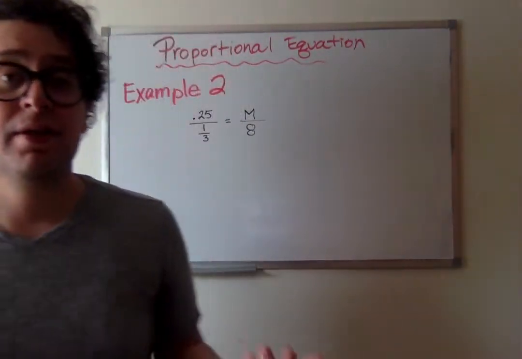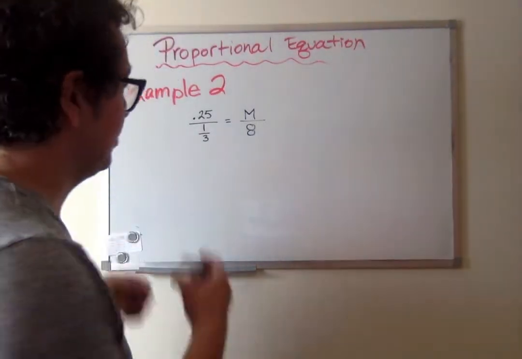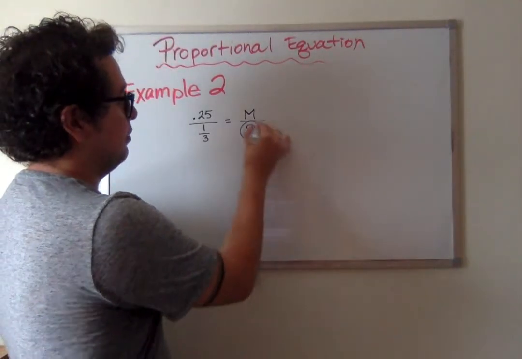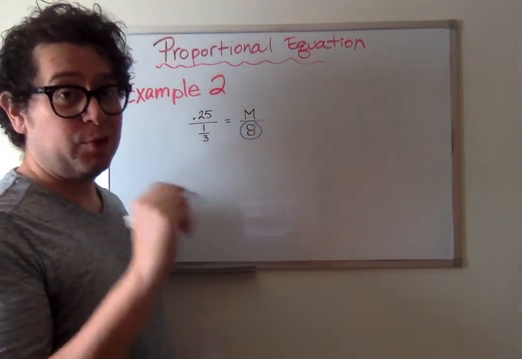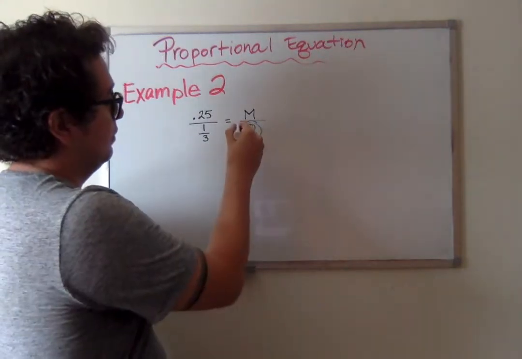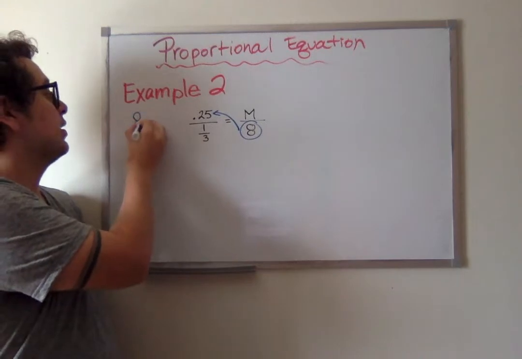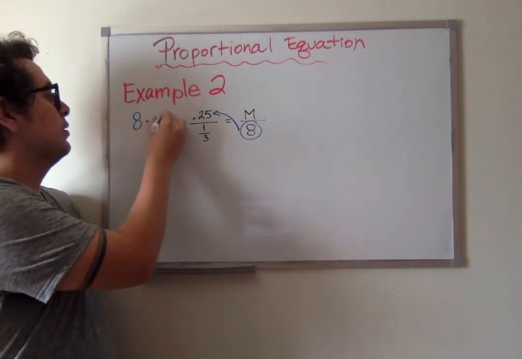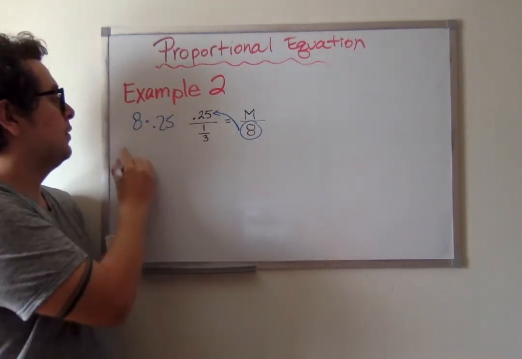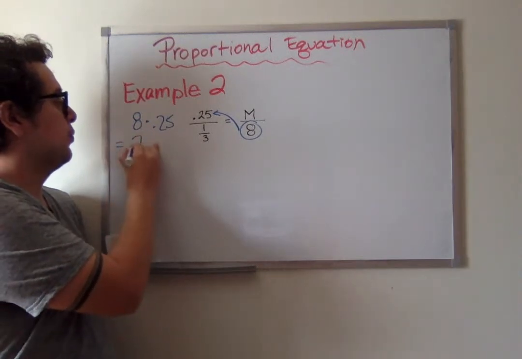So the way I like to do it again is just let's cross multiply. So I'm going to start here with my 8, and I multiply with 0.25. So I can say that it's the same as 8 times 0.25. Well, that's going to give me 2. Okay?